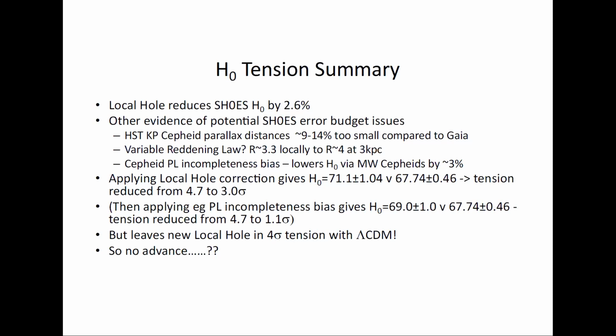The problem is, apart from the chairperson approaching me now with a violent look in his eyes, that you've solved the H0 tension at this point with a local hole, but the local hole itself extending out to 150 megaparsecs with roughly 20% underdensity turns out to be a 4 sigma tension with lambda CDM, right? You don't expect that sort of underdensity, 4 sigma in lambda CDM. So the talk could peter out here and we would all leave unsatisfied.